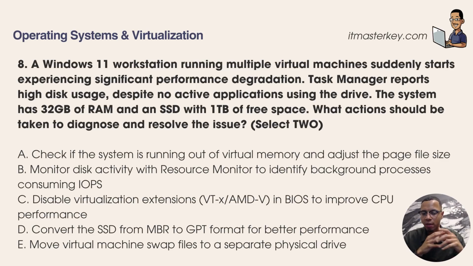A, check if the system is running out of virtual memory and adjust the page file size. B, monitor disk activity with Resource Monitor to identify background processes consuming IOPS. C, disable virtualization extensions such as VT-x or AMD-V in BIOS to improve CPU performance. D, convert the SSD from MBR to GPT format for better performance. Or E, move virtual machine swap files to separate physical drives. Choose two that make the most sense.